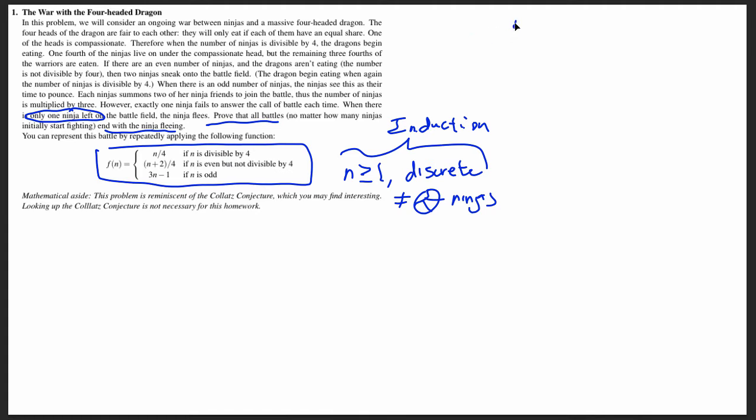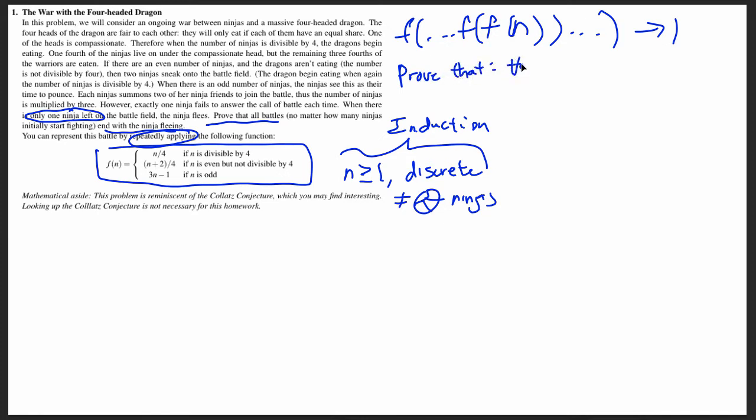Well, you can see that for any given n that you start with, you have to repeatedly apply this function. So after a certain number of applications, you'll eventually reach 1. Given this pattern, we need to write a statement. So, prove that for all n, after repeated applications of f, this whole expression will go to 1. So this is what we need to prove.